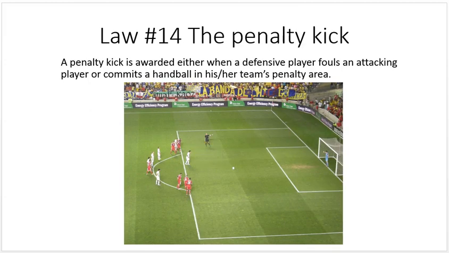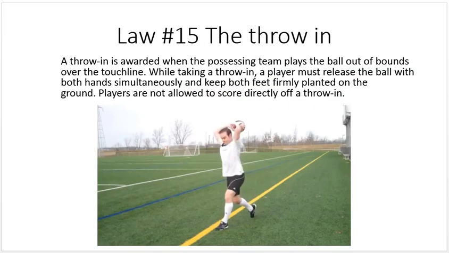Law 14, the penalty kick. A penalty kick is awarded when a defensive player fouls an attacking player or commits a handball in his or her team's penalty area. Again, the penalty area is this box here. As we talked about earlier, when a penalty kick is taken, everybody has to be 10 yards away, and that's the purpose of the arc. And you can see that he must have just spotted the ball, and he's indicating with his arm that this is in fact a direct kick, as all penalty kicks are.